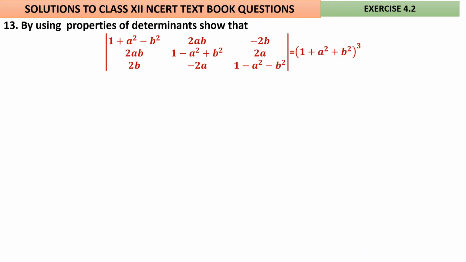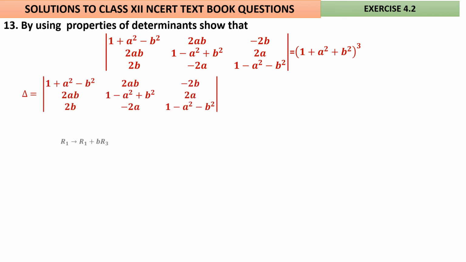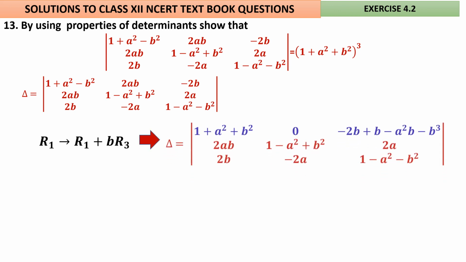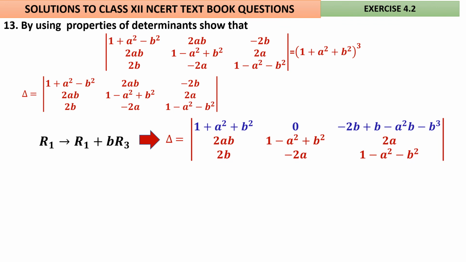We'll go to the next question. 1 plus a square plus b square should come out now to get that right hand side whole cube. It is given now. First I will write R1 as R1 plus b R3, R1 plus b times R3. Then only I will get 1 plus a square plus b square, because I have minus b square. I want to add one more 2b square. When I add, only then I will get b square. Therefore I will get 1 plus a square plus b square, and when you multiply it, that 0 will be there, then minus 2b plus b minus a square b minus b cube.